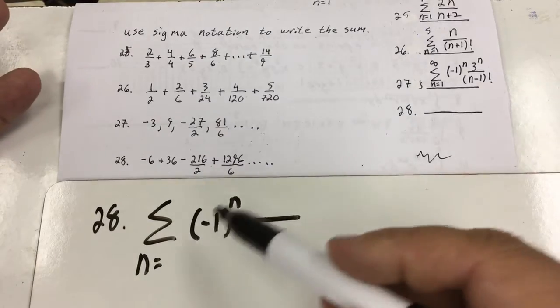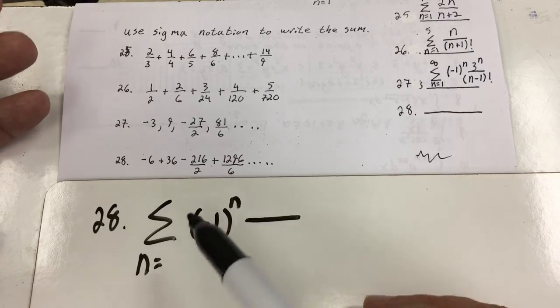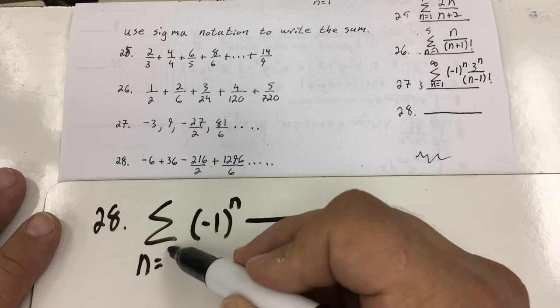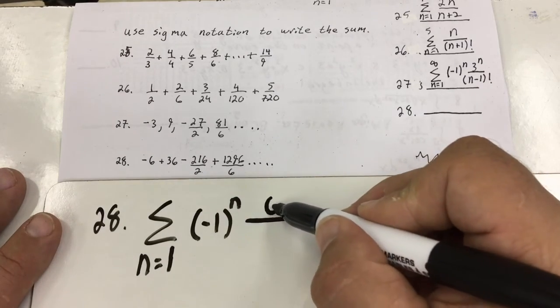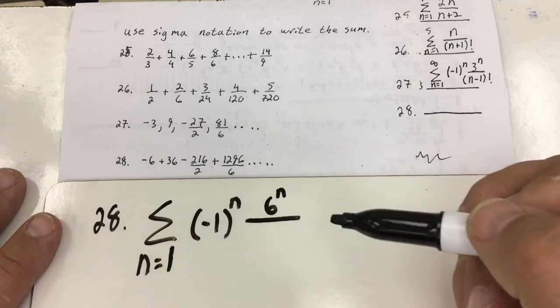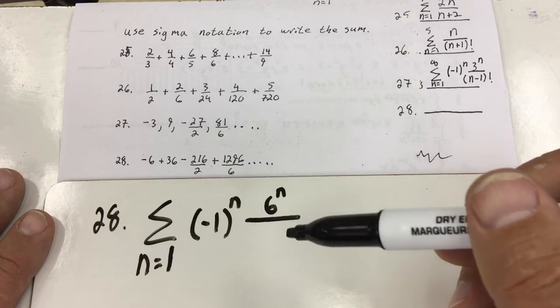For number 28, notice how I already set it up. I notice it's going from negative to positive, negative to positive. So I get my alternating negative 1 to the n. This kind of locks me in that I have to start at 1 because that's going to give me a negative 1 for my first term. The top is going to be 6 to the n because 6 to the first is 6. 6 to the second is 36. 6 cubed is 216. And I hope 6 to the fourth is 1296.